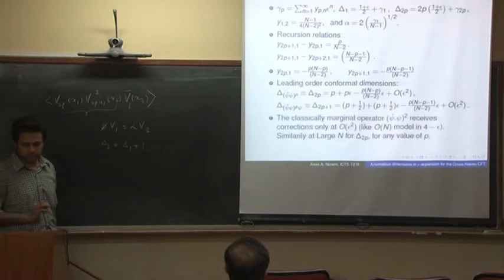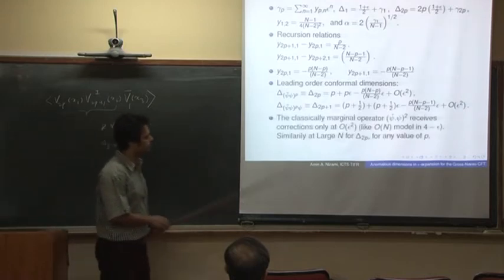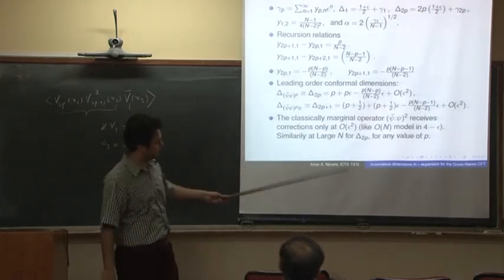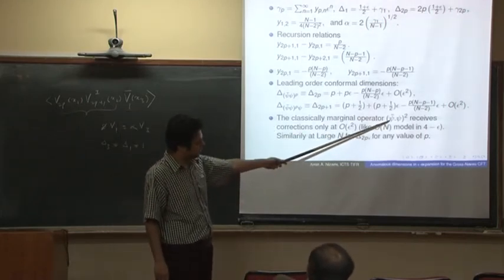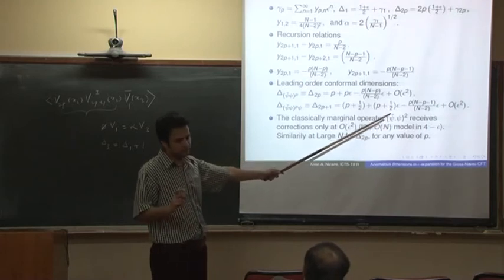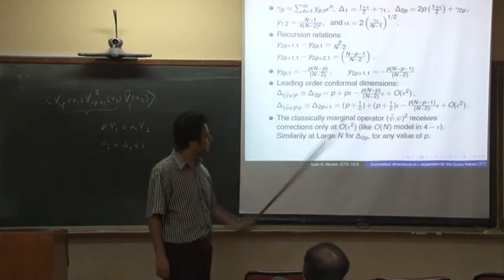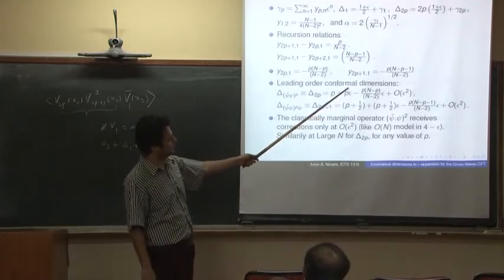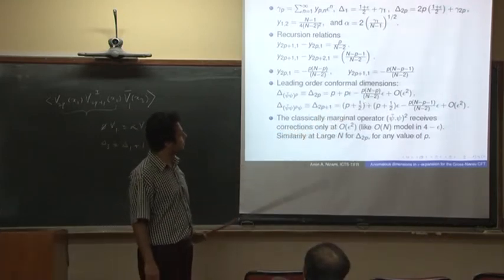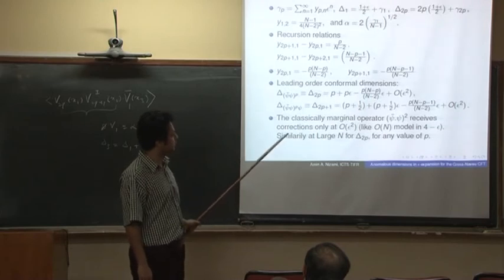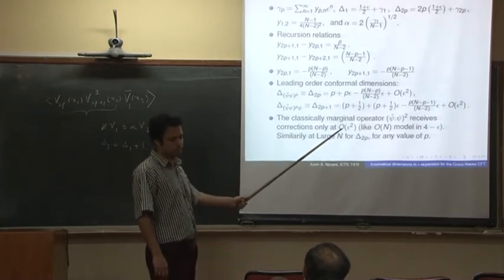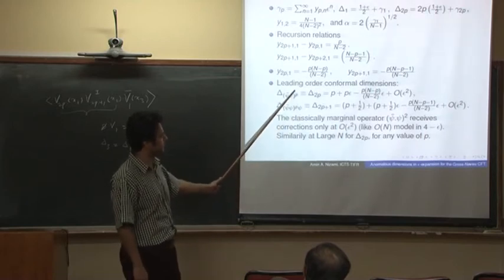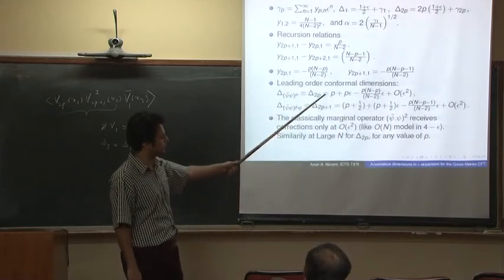So let me just make an observation. You can see that if you consider the operator, this quartic operator, which is marginal in 2 dimensions, psi bar psi whole square, then you can see here that the order epsilon pieces cancel, and therefore the leading correction occurs at order epsilon square for this particular operator, psi bar psi square, p equal to 2 here.